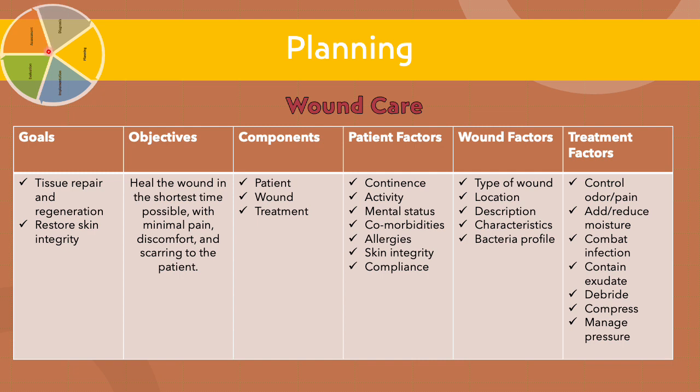After diagnosing, the next step in the nursing process is planning. Planning for wound care involves setting goals, setting objectives. The components of the planning would be the patient, the wound, and the treatment. Patient factors such as continence, activity, mental status, comorbidities, allergies, skin integrity, and compliance. Wound factors include type of wound, location, description, characteristics, and bacteria profile. Treatment factors include controlling odor and pain, adding or reducing moisture, combating infection, containing exudate, debriding, compress or manage pressure.